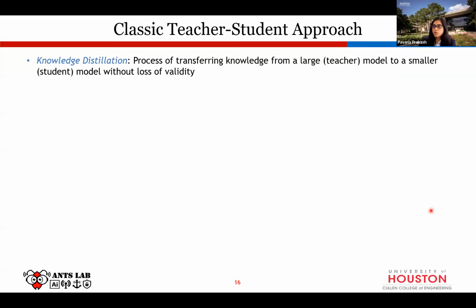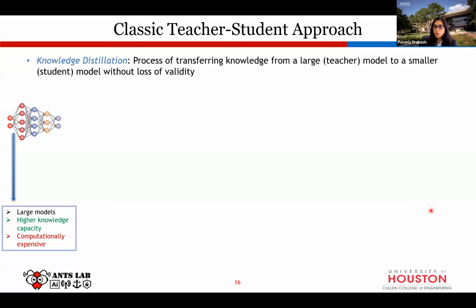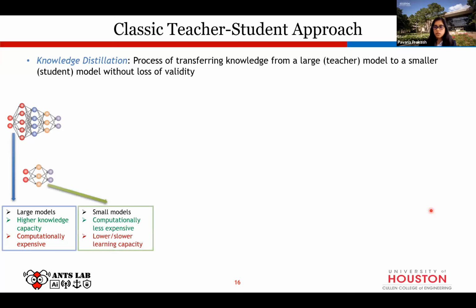For that, I use knowledge distillation. I'll give you some preliminaries about the classic teacher-student approach. Knowledge distillation is where you try to transfer the knowledge from a big model to a small model without losing validity. The big model's advantage is that it has higher knowledge capacity. Unfortunately, it is computationally expensive, whereas smaller models have smaller learning capacity, but they're computationally less expensive. So we can treat the bigger model as the teacher and the smaller model as a student, and we'll see how we can leverage and distill knowledge from one to another.